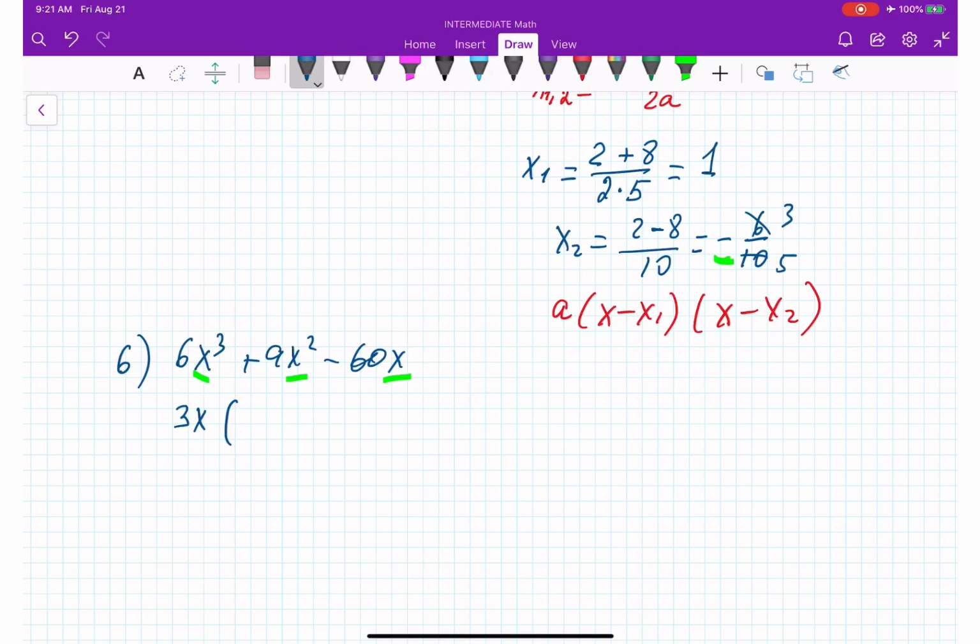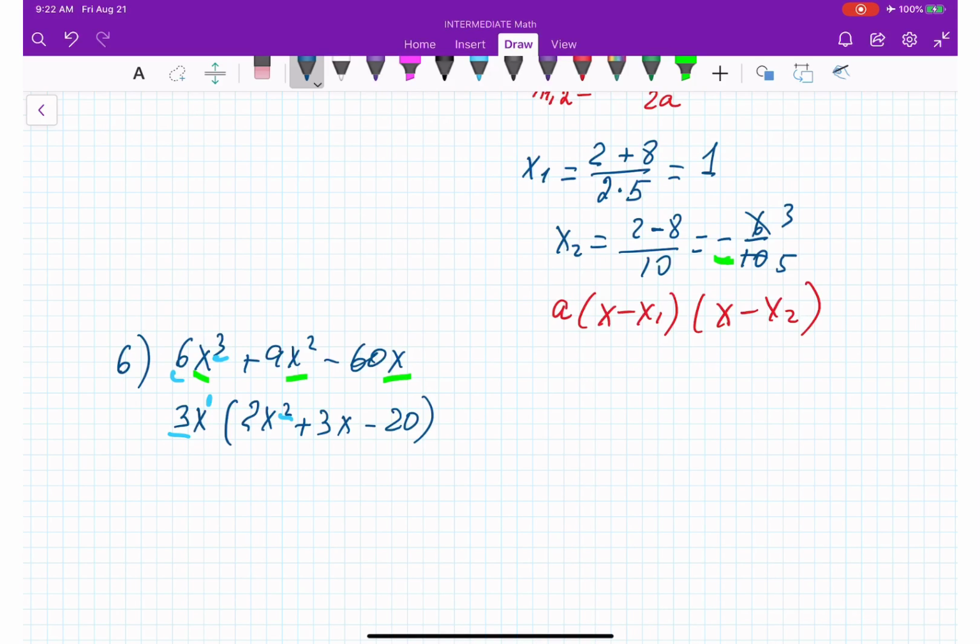Again, whoever needs help, look at the video on common factor. All right, so 6x cubed divided by 3x, I'm going to have how much? 2x squared, because degree 3 minus degree 1 will be 2, right? And 6 divided by 3 will be 2. Next, plus x squared divided by x to power 1, meaning 2 minus 1 is x, and 9 divided by 3 is 3. Minus x divided by x is gone, 60 divided by 3 is 20.